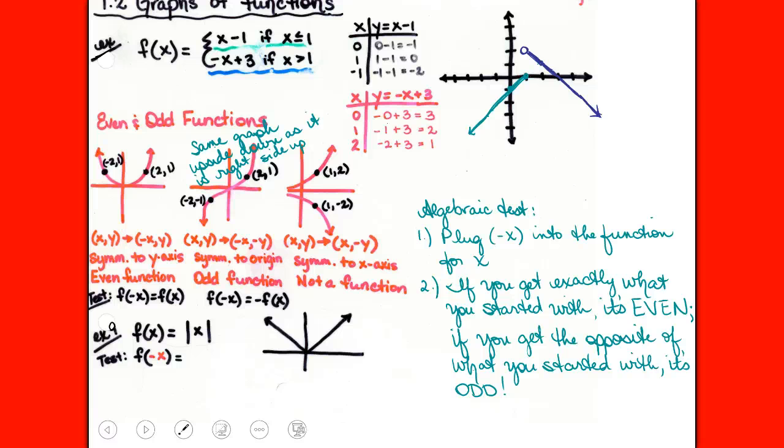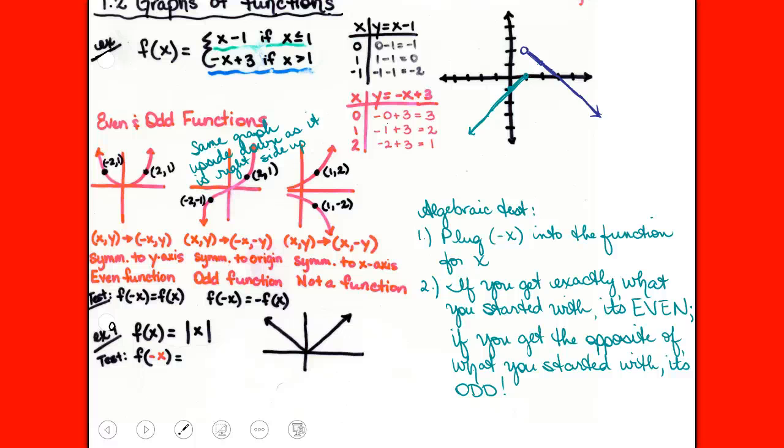We're going to test functions for even, odd, neither the exact same way every time. We're going to plug a negative x into the function in the place of x. If we get the exact same function that we started with, it's even. If we get the opposite of the exact same function we started with, it's odd. If we don't get either of those things, then it's neither.